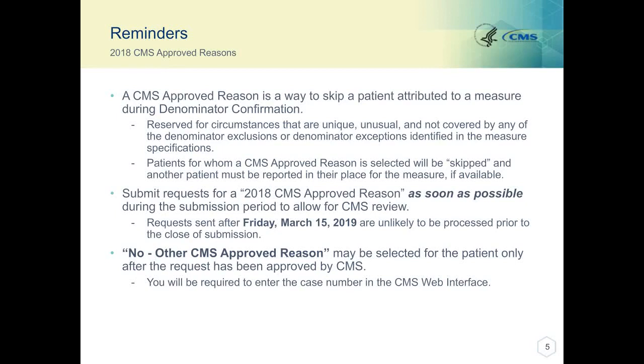This slide provides information on when you should request a CMS-approved reason. This option can be selected within the web interface only after the request is approved by CMS. Please be sure to submit your request as soon as possible. Requests sent after March 15th are unlikely to be processed prior to close of submission. Next slide, please.